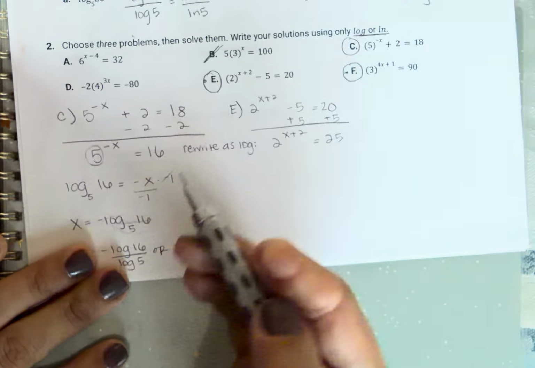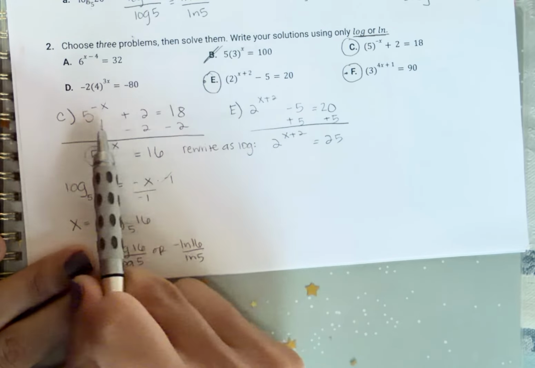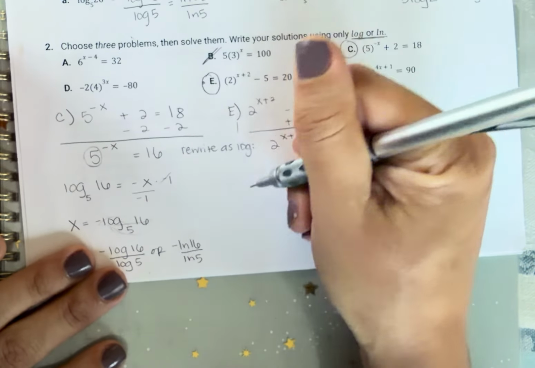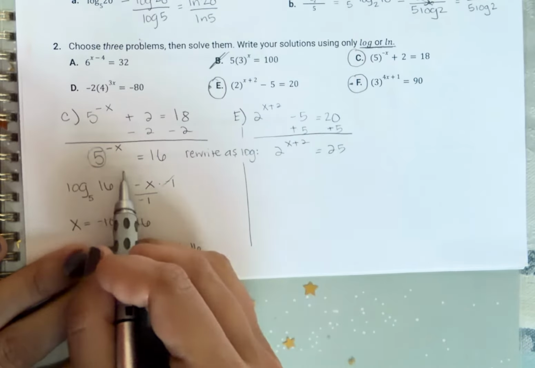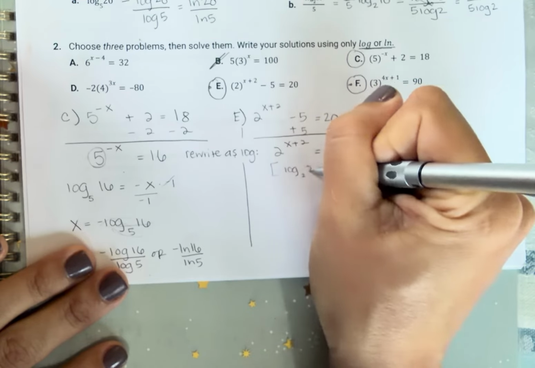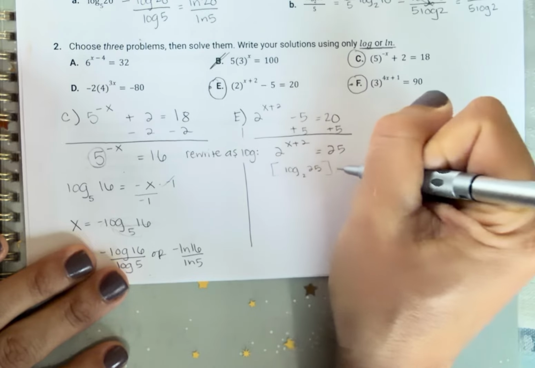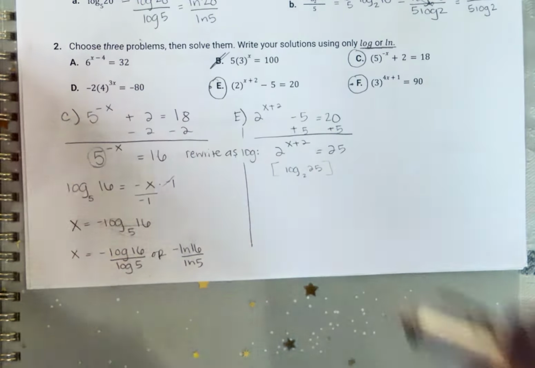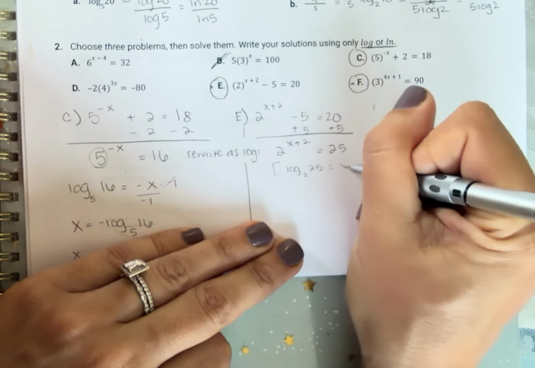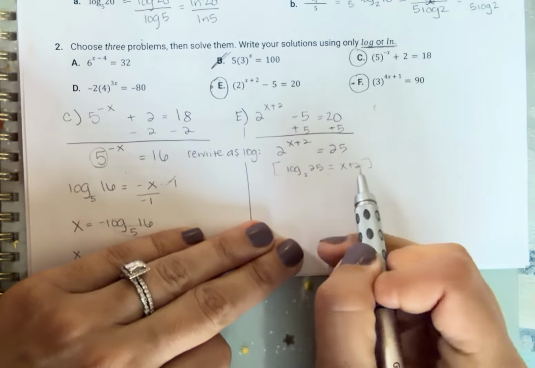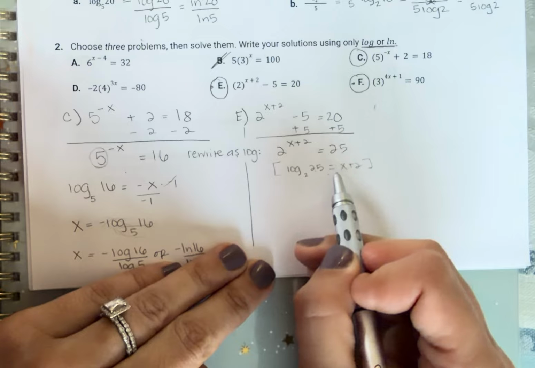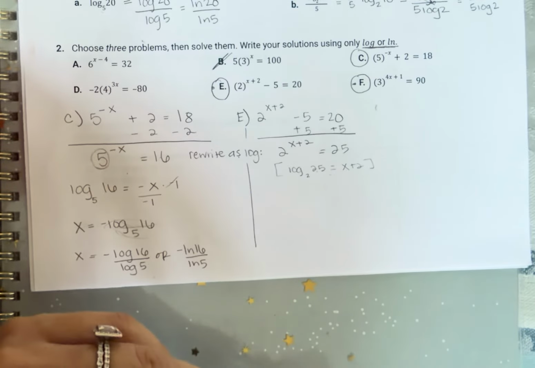Since I am doing a problem so similar to the previous one, why don't I switch it up? I could rewrite it as a log just like I did here. I would write log base 2 of 25 equals x plus 2. And from here, I would subtract the 2, not from the 25, but just from the end, and then rewrite the log, okay?